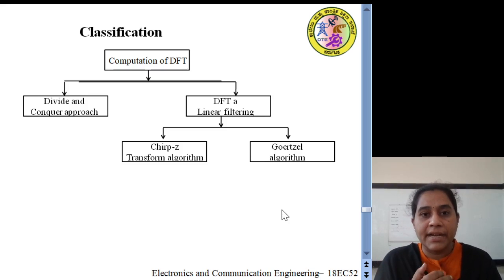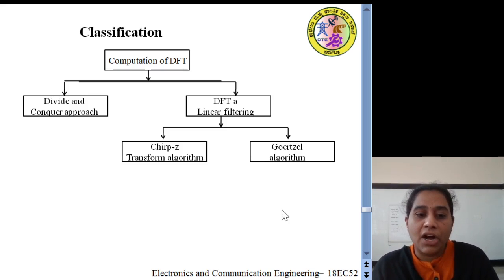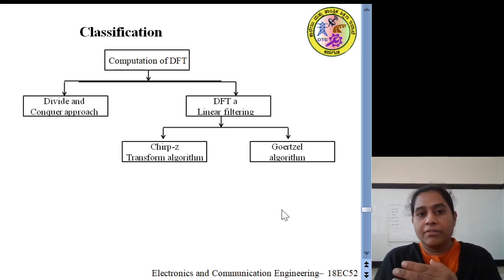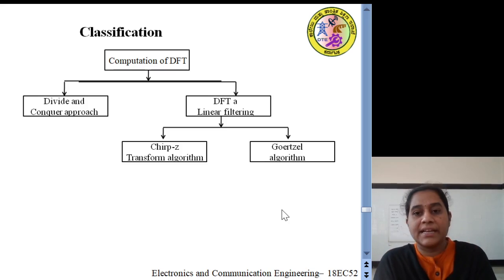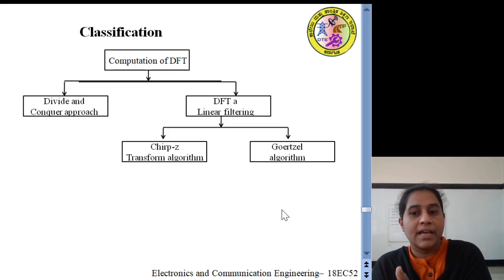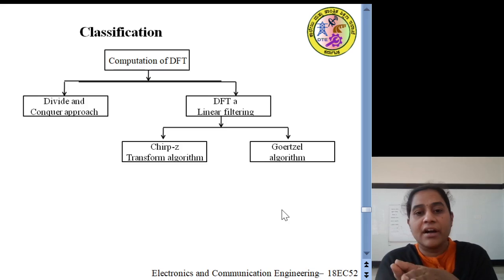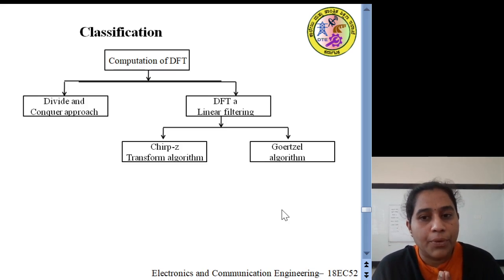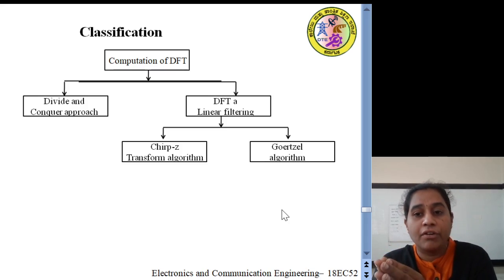So one is Chirp-Z transform algorithm and the other is Goertzel algorithm. But for this particular session, we are not concentrating on DFT as a linear filtering operation. Now we are focusing on the divide and conquer approach. So computation of DFT, if we classify, we obtain two.